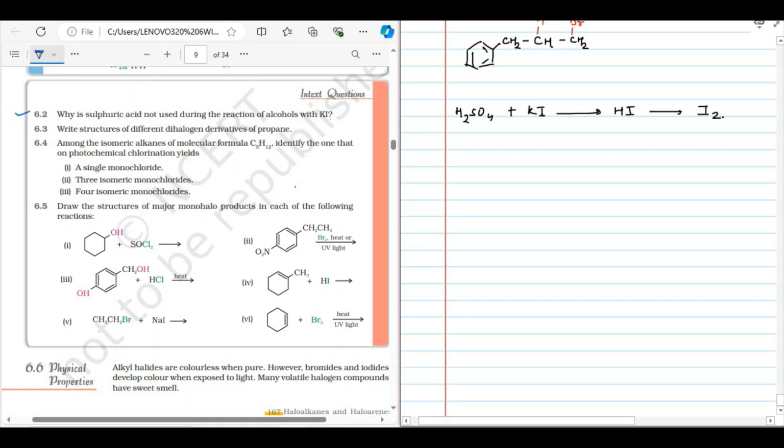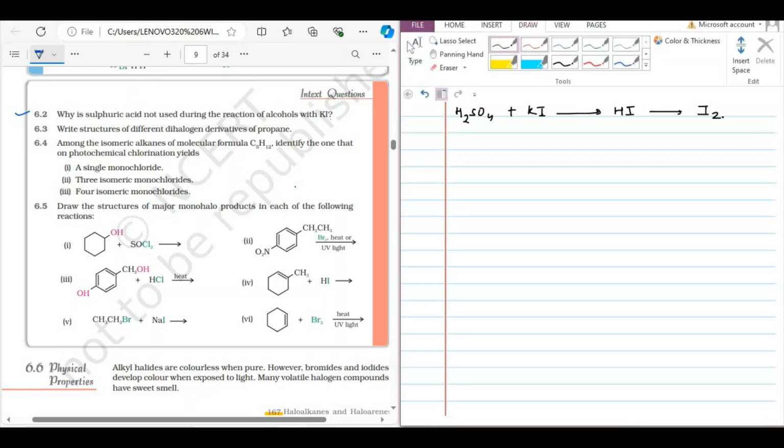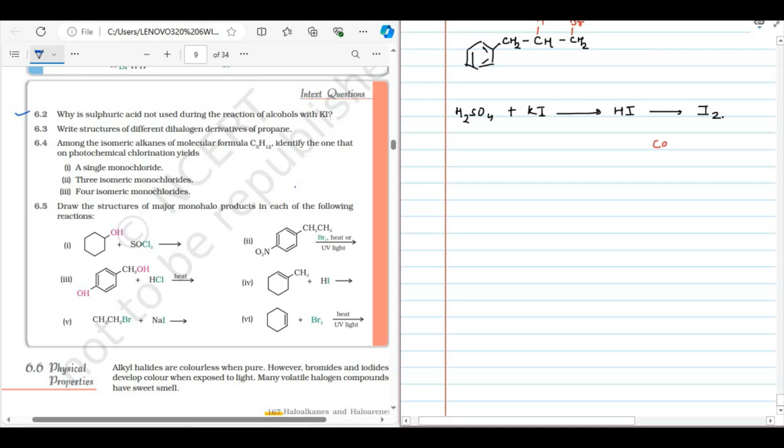This I2 cannot produce a nucleophile which can substitute the OH negative ion from the alcohol. So here we can write: this I2 cannot produce a nucleophile that can substitute hydroxide from alcohol. So that's why it doesn't support the reaction of alcohol with KI. So this was 6.2. Now come to the next question.